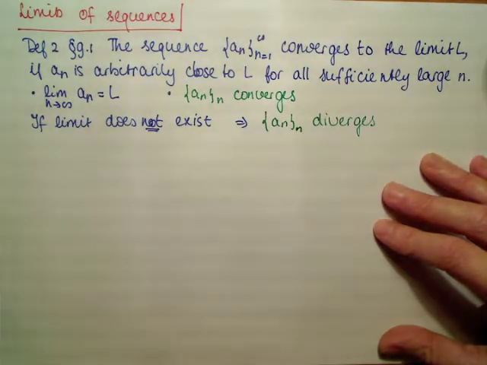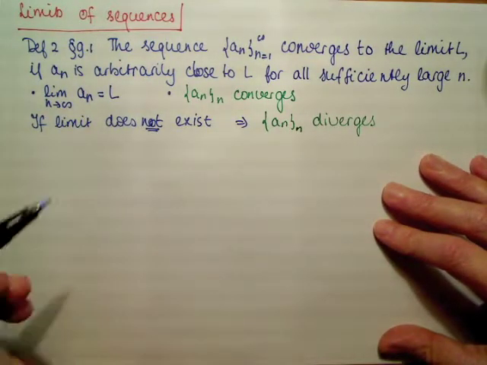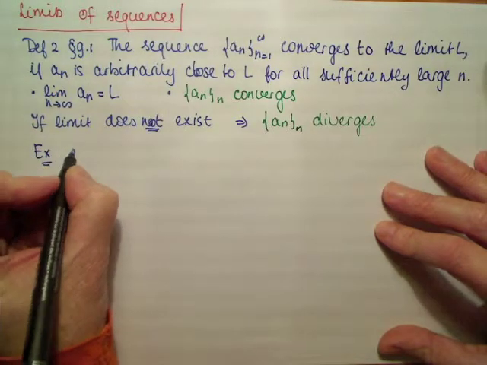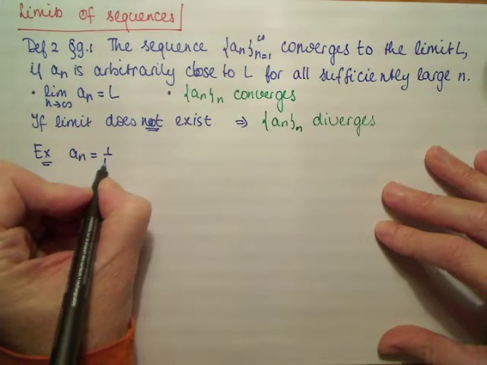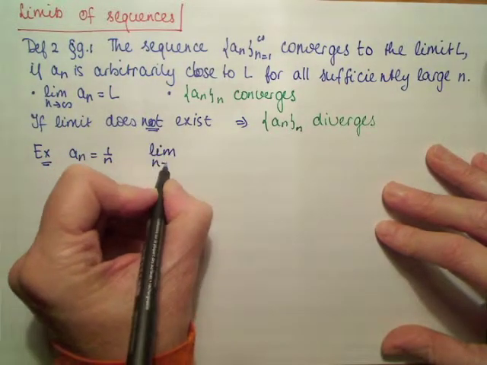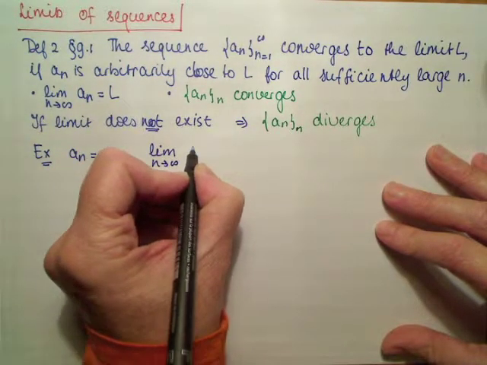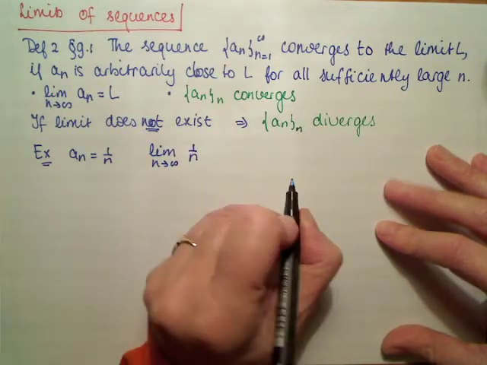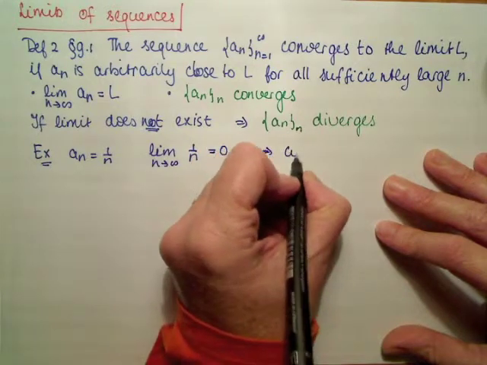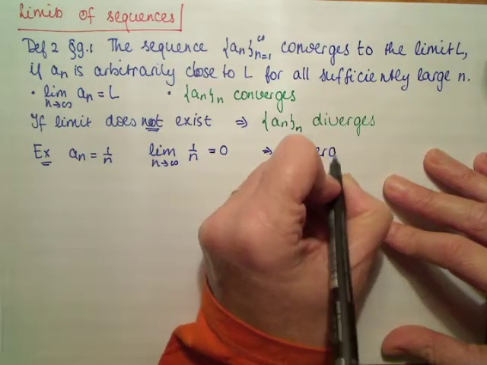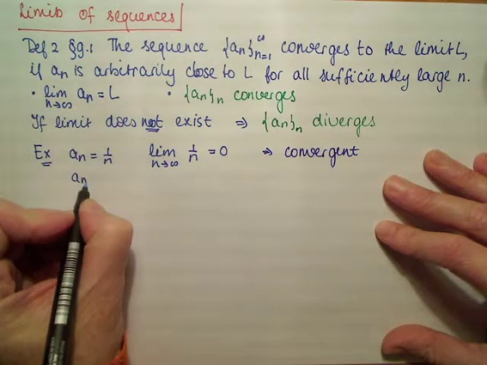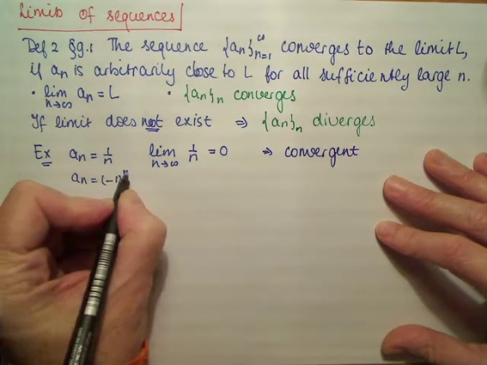Okay, let me give a few examples. So suppose that an is equal to 1 over n, then if we look at the limit, of course, n becomes larger and larger, and we divide by a larger and larger number, so we get 0, and so we have a convergent sequence.